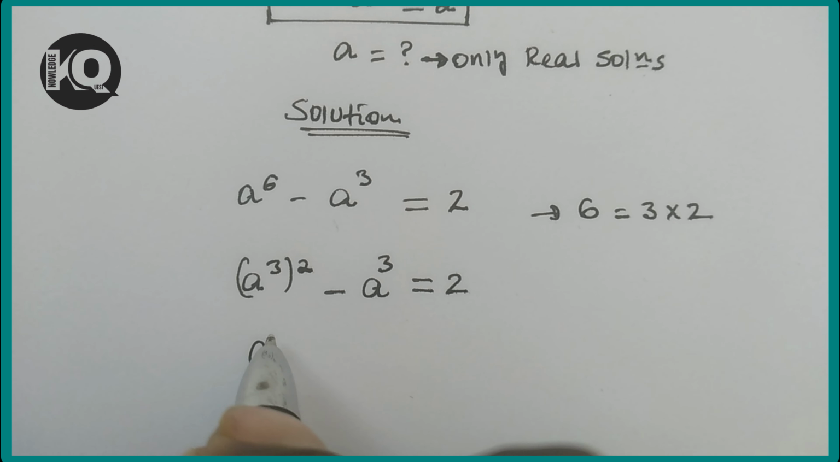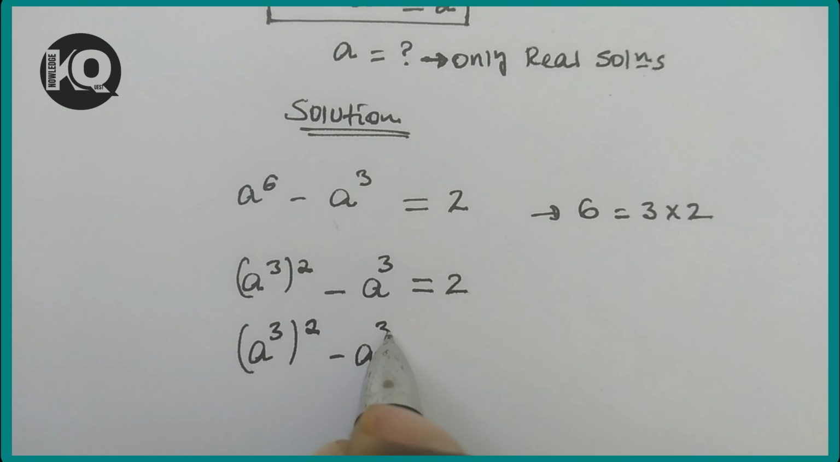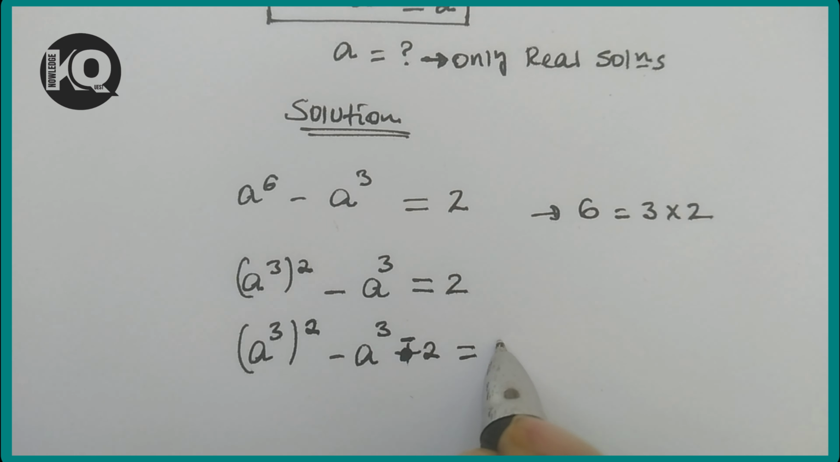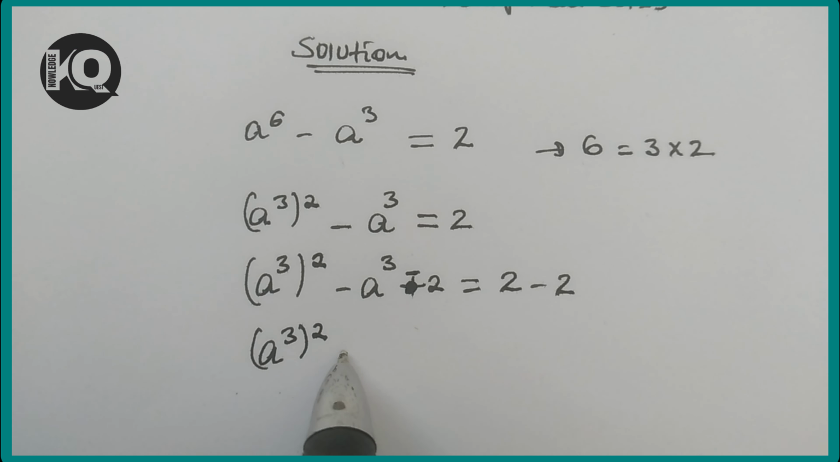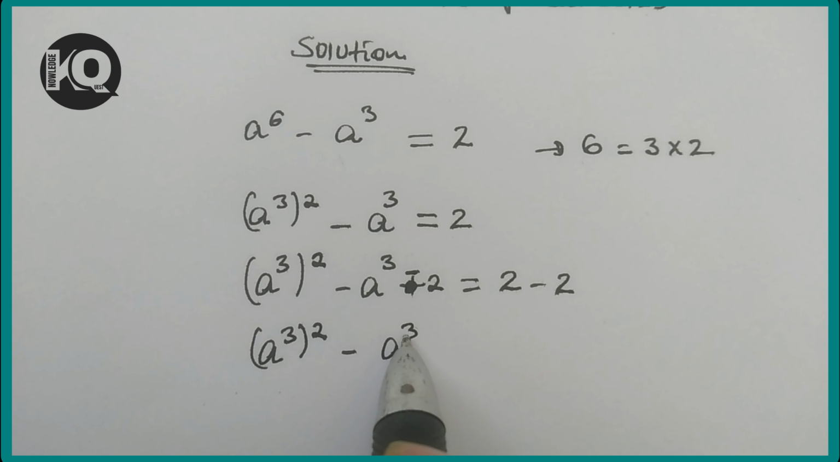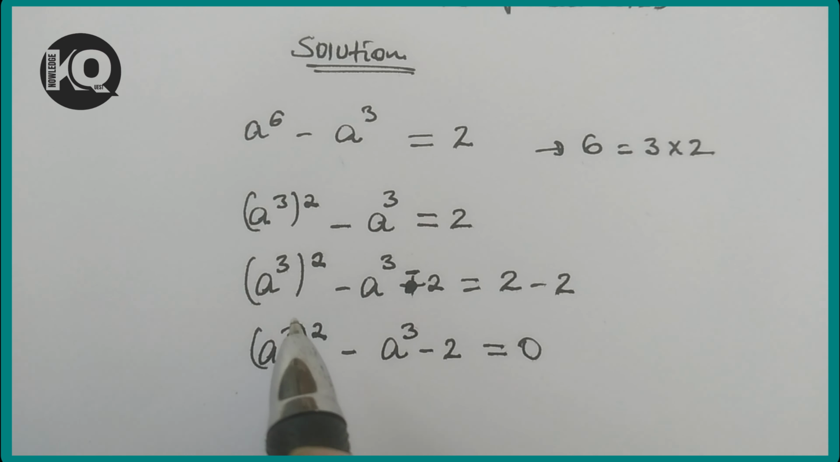Now, a power of 3 power of 2 minus a power of 3 plus 2 minus 2, which is equal to 2 minus 2. So our equation will be a power of 3 power of 2 minus a power of 3 minus 2, which is equal to 0. So now we can apply substitution for a power of 3.